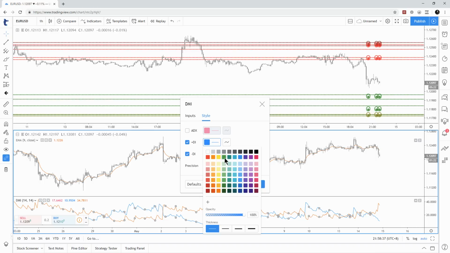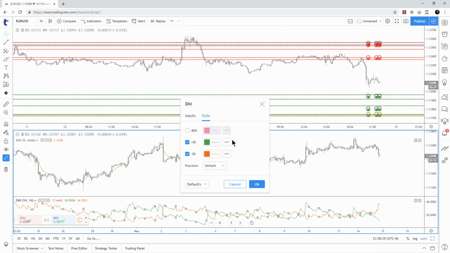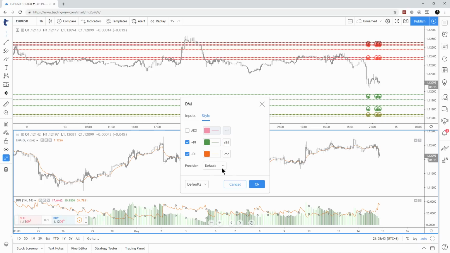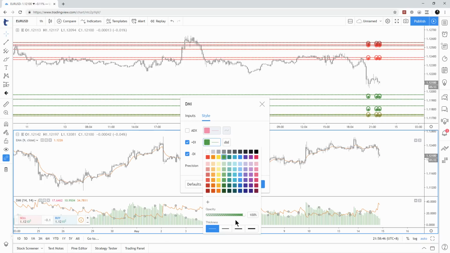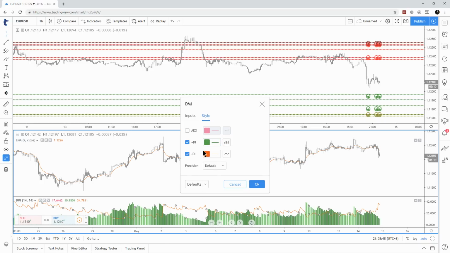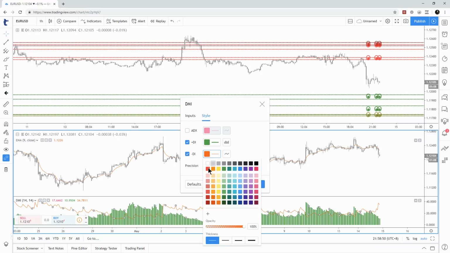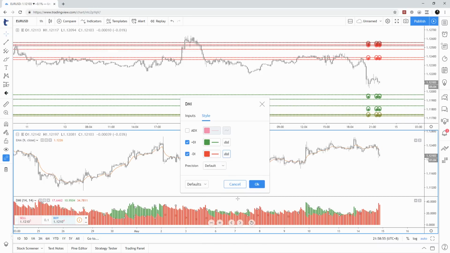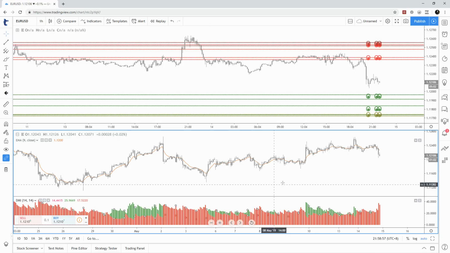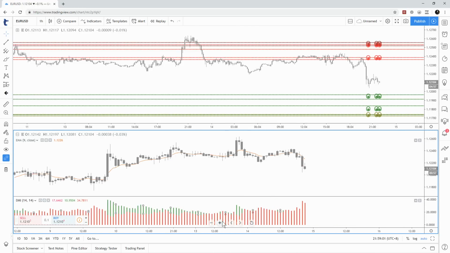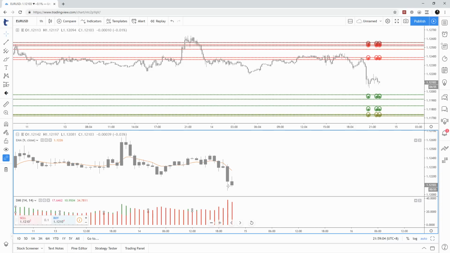I'm gonna make my plus green, and I want to make it histogram, and I want to make it thicker. Then I want to make my minus red, thicker, and histogram as well. If I do that, basically I just replicated the same workspace I have on TradeStation on TradingView, and I can see that the euro is in a downtrend, and because below is red, the downtrend is strong.